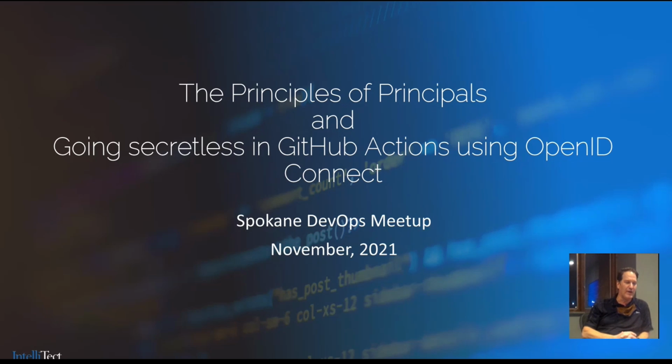walkthrough of a way to sort of get rid of secrets and principles altogether, at least mostly, which we'll get into going secretless. And a particular scenario we'll cover, since this is Azure DevOps, we'll talk about GitHub Actions, which is a CI/CD tool from GitHub, if you don't know already. And use OpenID Connect, which is an open standard for authorization.